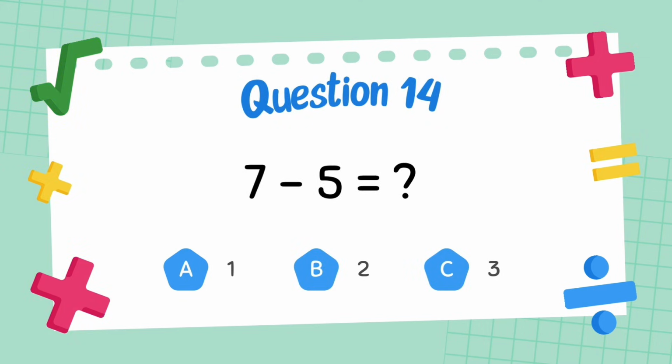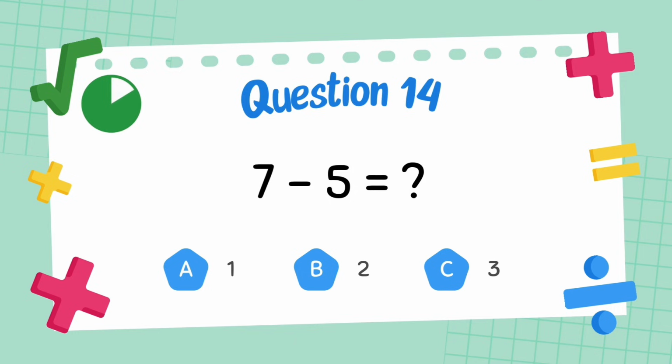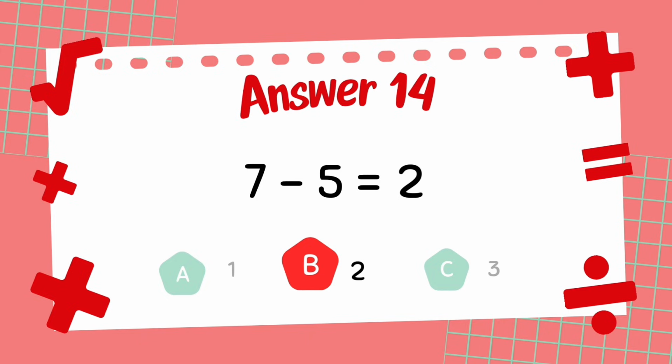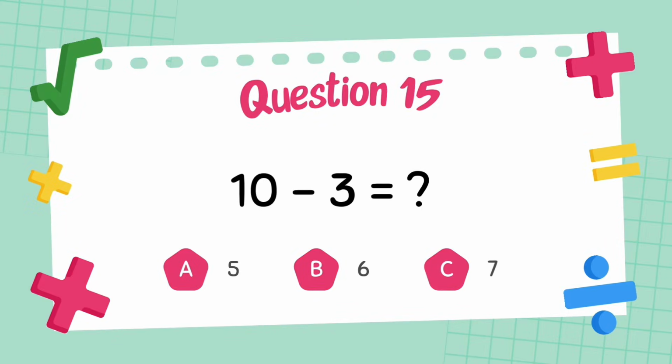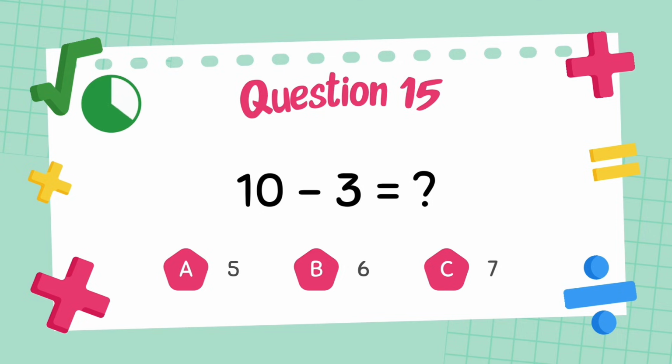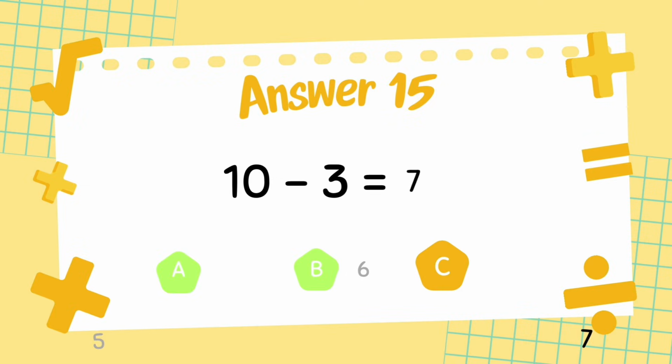What is 7 minus 5? The answer is 2. What is 10 minus 3? The answer is 7.